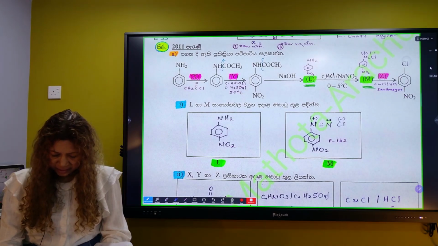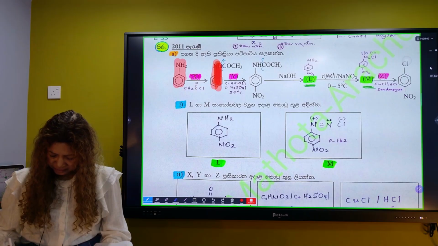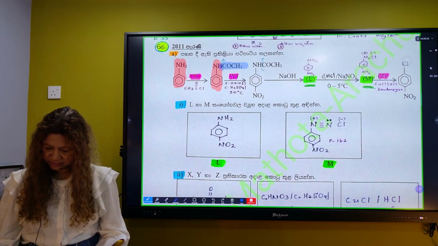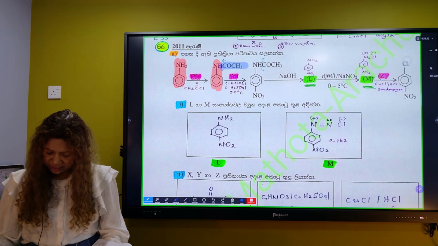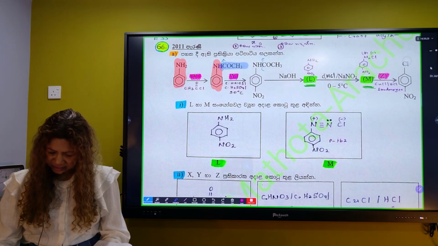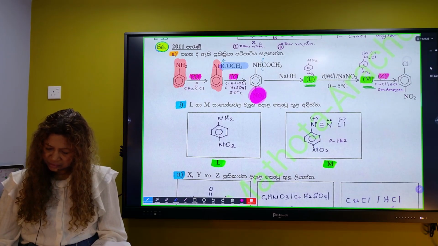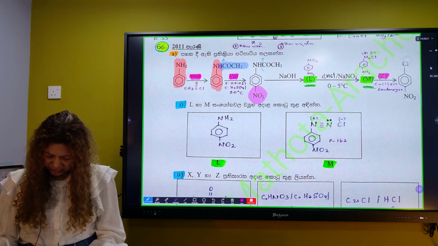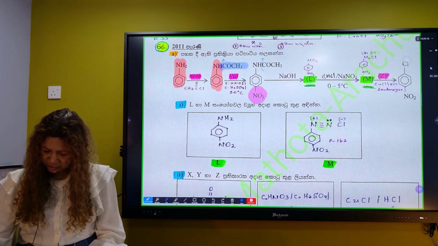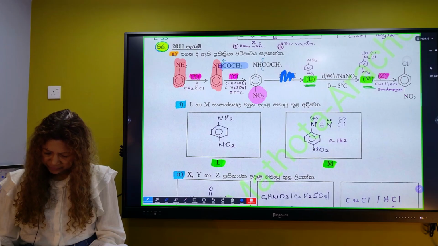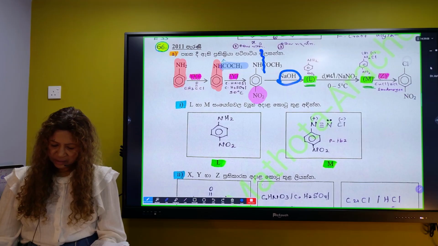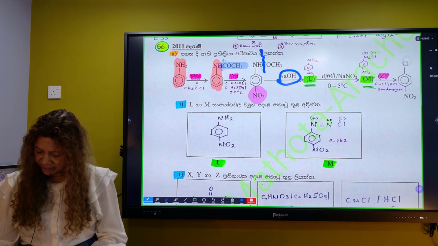This part, aniline, is here. So that newly added part is this COCH3 part. And then to that, they were adding this NH2 group, NO2. And then add sodium hydroxide. Once you add sodium hydroxide, what happens is sodium hydroxide hydrolyze this COCH3. Then you are going back to this nitroaniline.